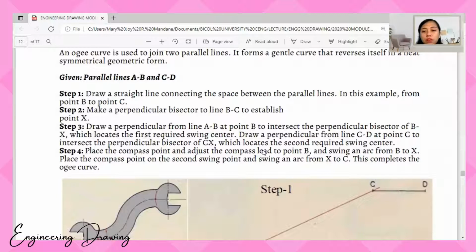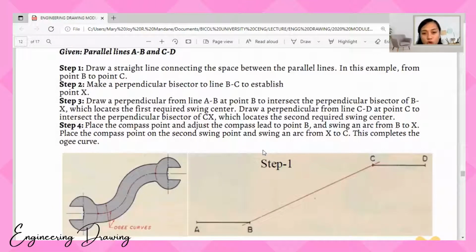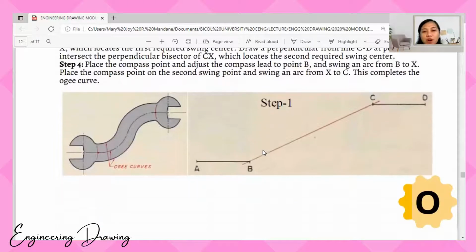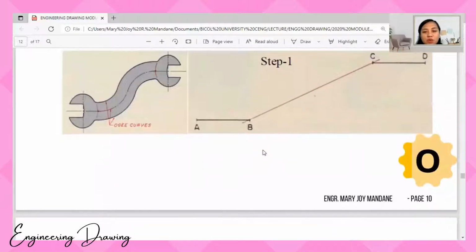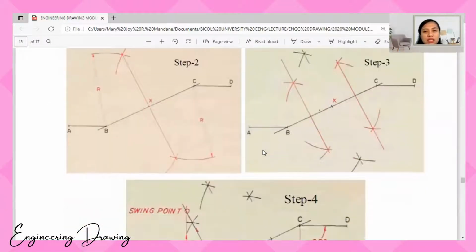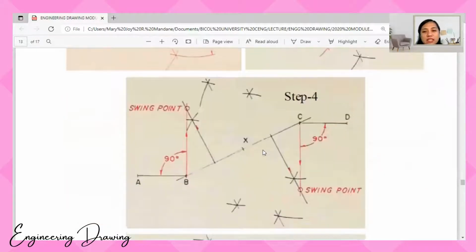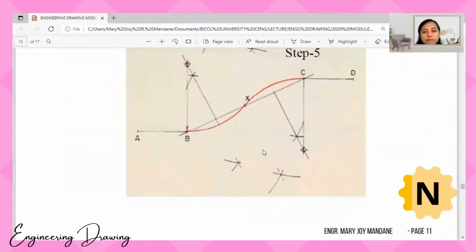Step 3: draw a perpendicular from line C to D at point C to intersect the perpendicular bisector of CX, which locates the second required swing center. Step 4: place the compass point and adjust the compass lead to point B and swing an arc from B to X. Then place the compass point on the second swing point and swing an arc from X to C. This completes the ogee curve. So that's step 1, then step 2, step 3, step 4, and step 5.